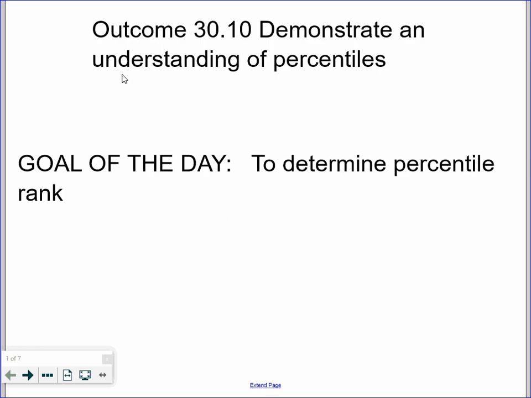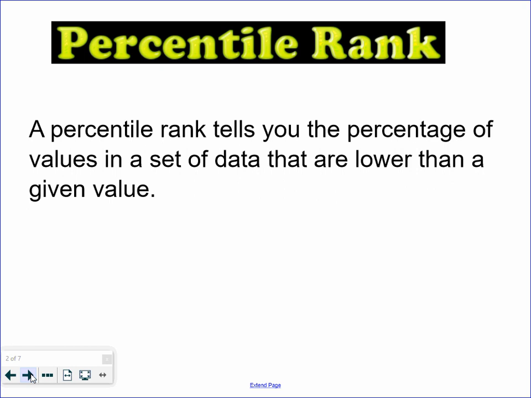In this lesson, we are going to determine percentile rank. So we are going to learn the formula to do this and also be able to calculate the percentile rank as well as other variables within this formula. A percentile rank tells you the percentage of values in a set of data that are lower than a given value. We're going to focus on the lower part. That's going to be one of the variables in our formula.